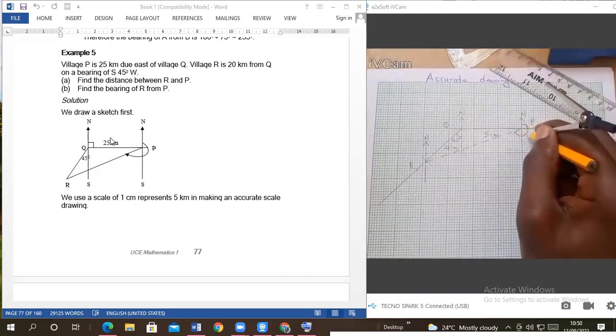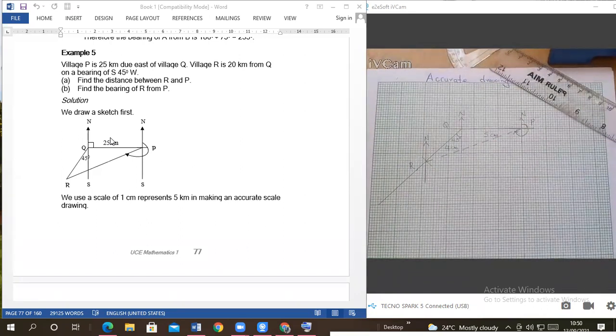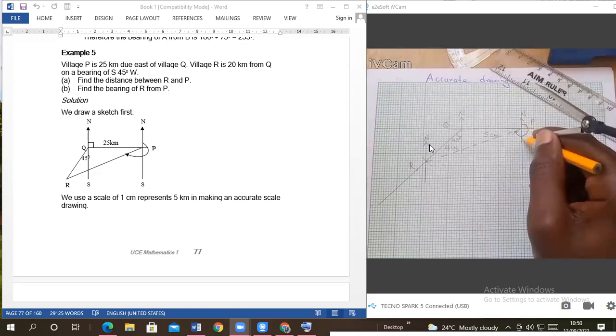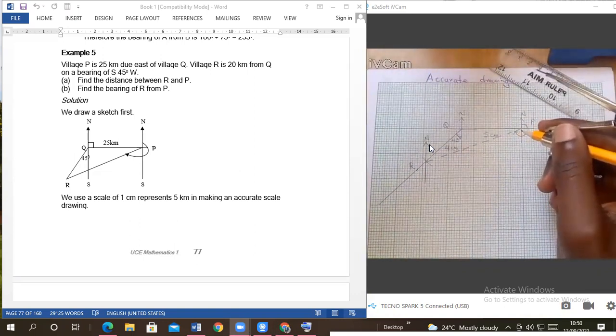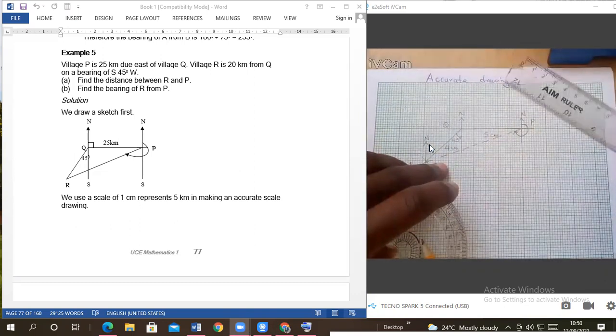For bearing, all measurement must start from the north. So please pick your protractor. We know that the angle from here up to here is 180. Not so, members? So what is this angle here? Pick your protractor and measure that angle. What is that angle?